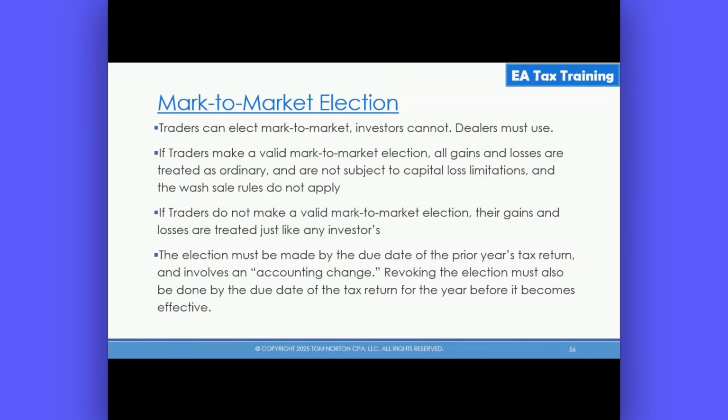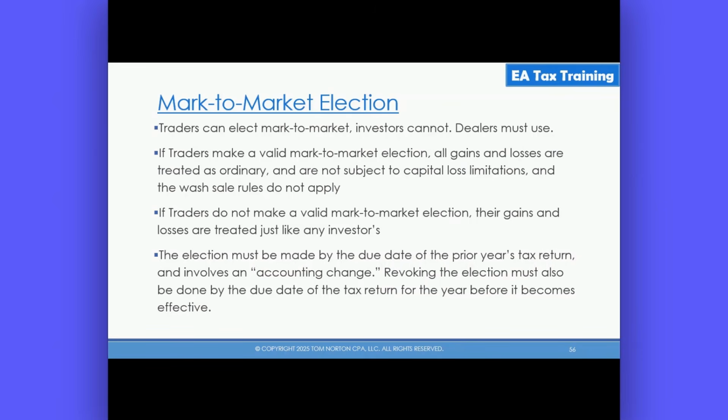Traders can elect, as we said, to do mark to market. Investors cannot elect to do it. So you and I, as investors, we cannot make this election. We only get a gain or loss if we actually sell the security. We cannot choose to treat it as if we sold it. Traders can make that choice if they make a valid election to do so.